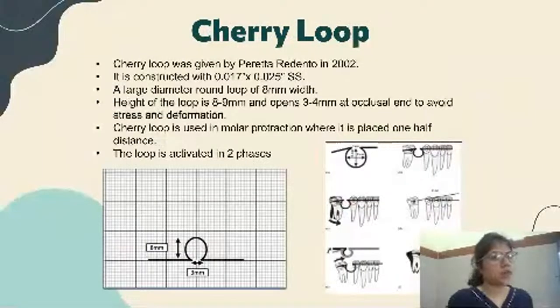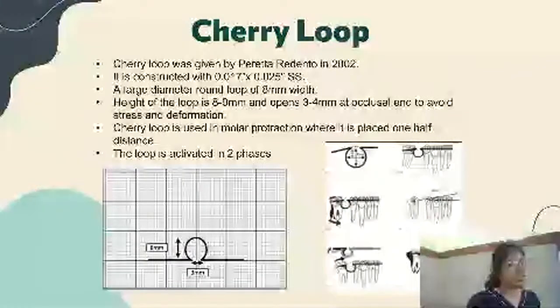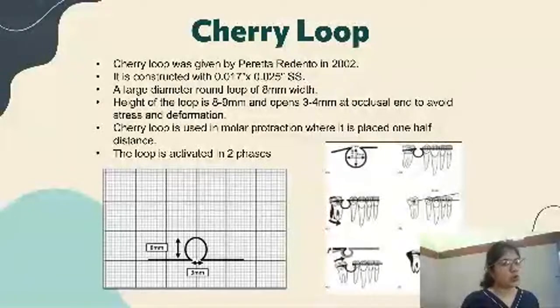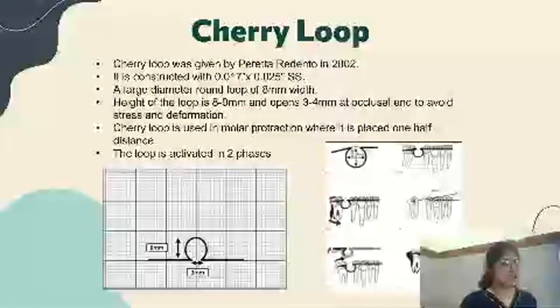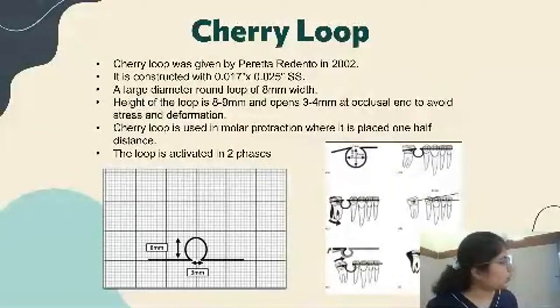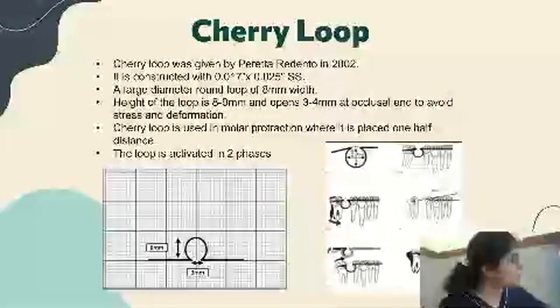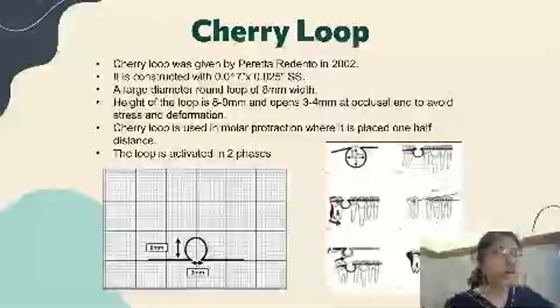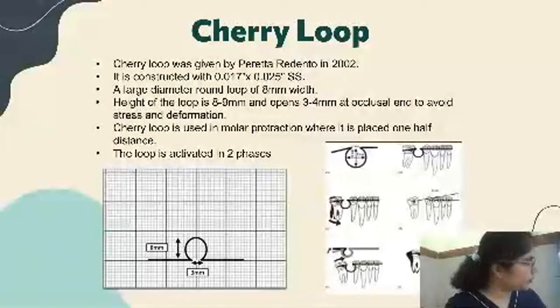Cherry loop. It was given by Peretta Redento in 2002. It is constructed with 1725 SS wire, a large diameter round loop of 8 mm width. Height of the loop is 8 to 9 mm, opens 3 to 4 mm at occlusal end to avoid stress and deformation. Cherry loop is used in molar protraction where it is placed one half the distance. So it is used for molar protraction. Now the loop is activated in two phases. So this is the picture showing the activation of the cherry loop for protraction of the molar.